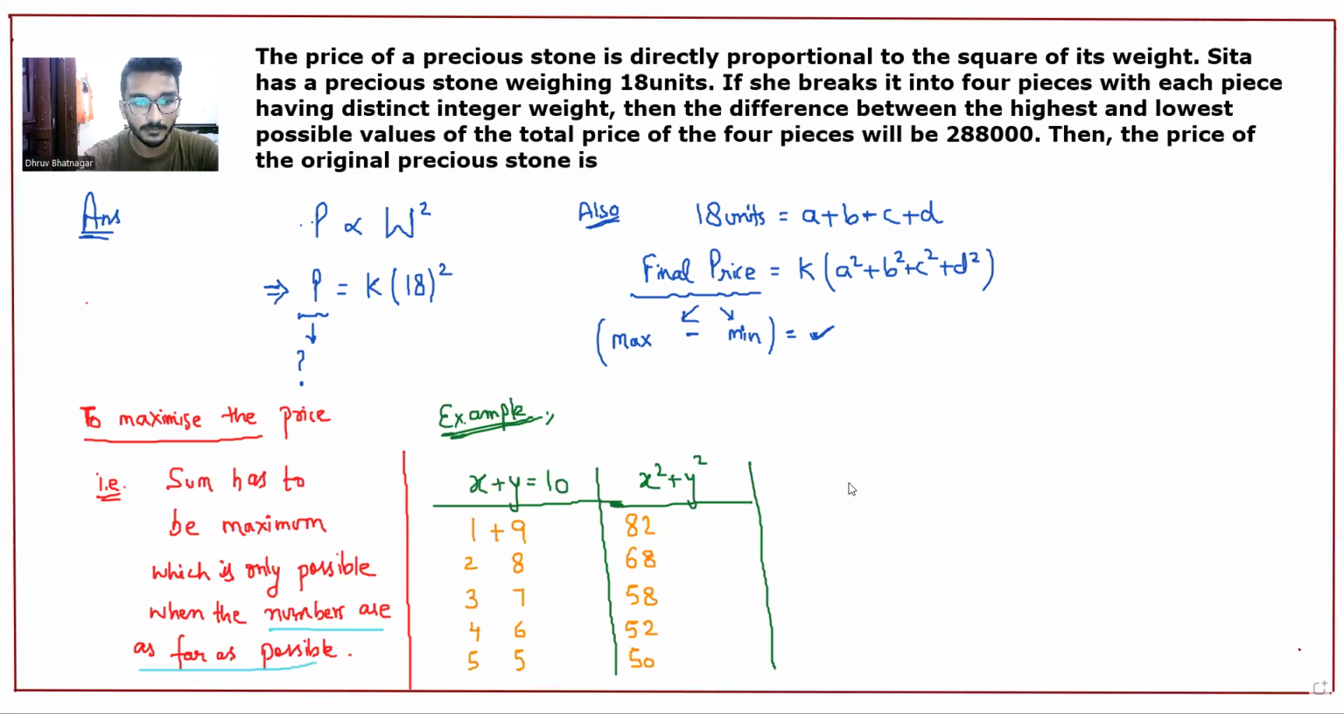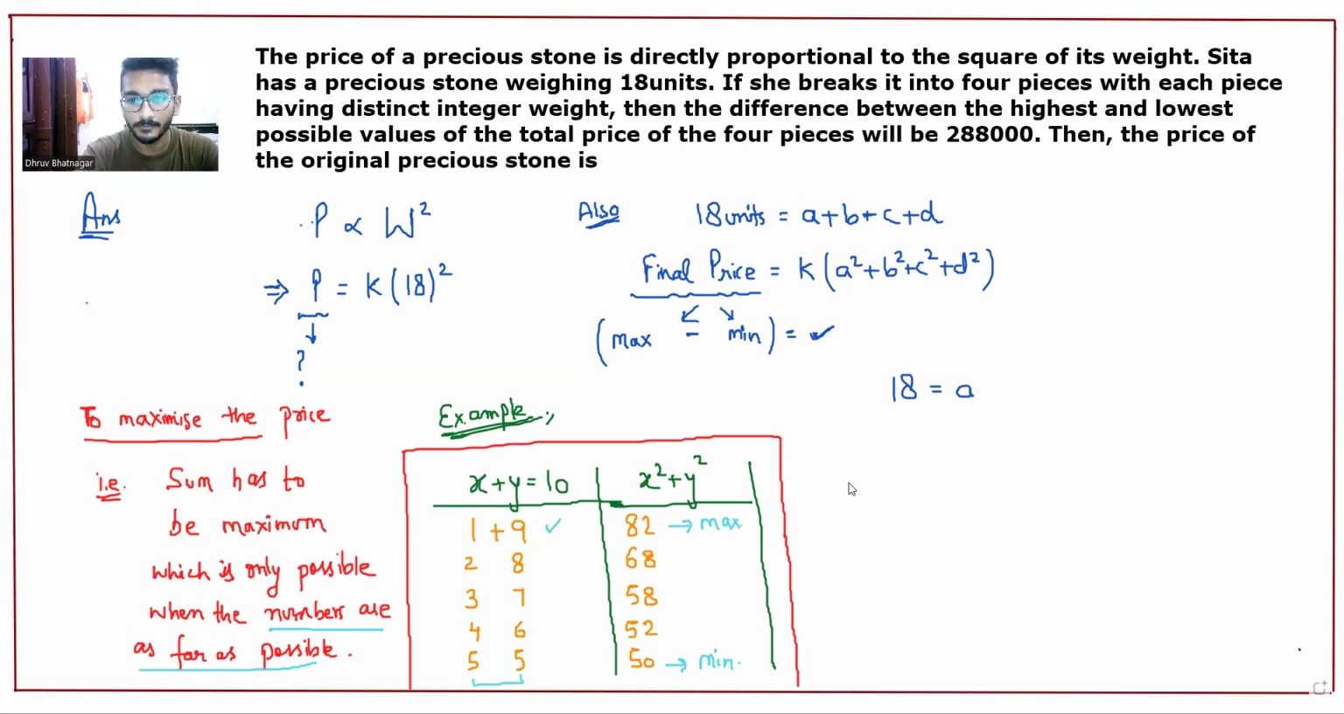And it is only possible when the numbers are as far as possible. Correct? When you make the numbers as far as possible, then the sum will be maximum. And when the numbers are as close as possible, meaning 5 and 5, then the sum will be minimum. So it is a very important concept that you should remember. To maximize the sum, the numbers should be as far as possible. To minimize the sum, the numbers should be as close as possible.